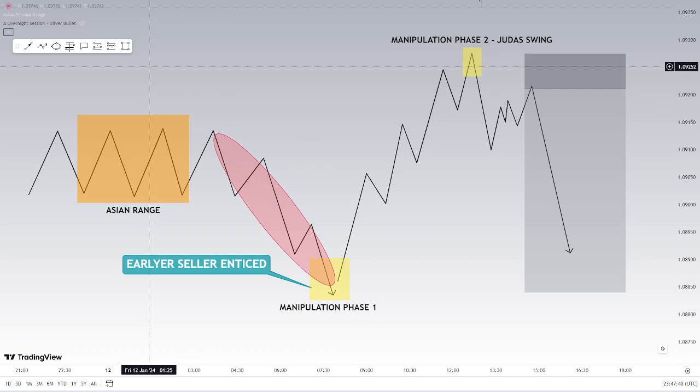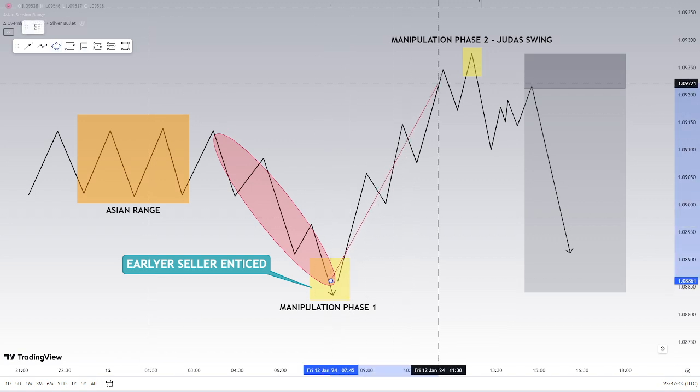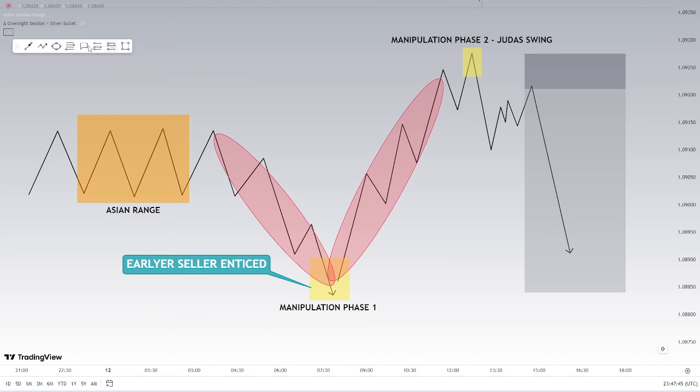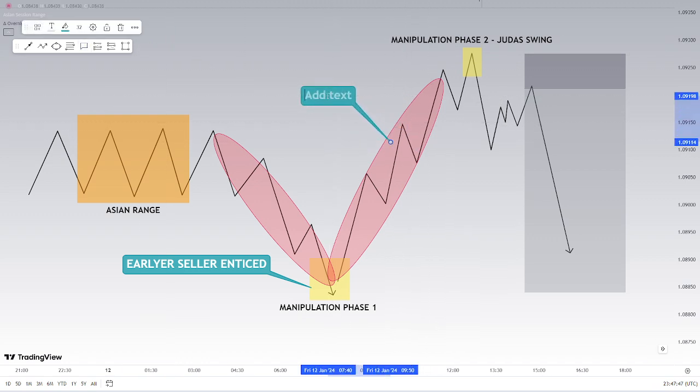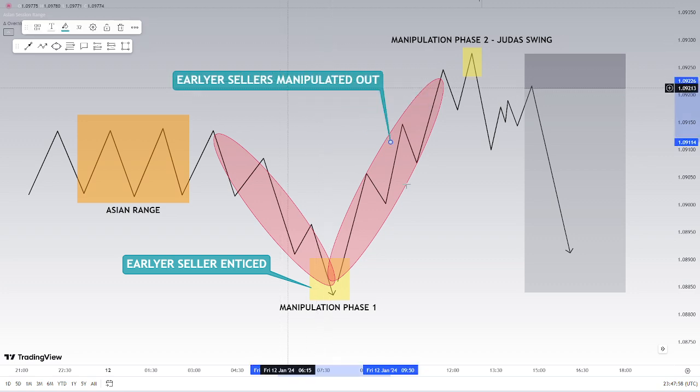Now, what do you think happens in this move over here? Those early sellers are pretty much stopped out of the market, right? And buyers are enticed. So early sellers are smoked, right? Early sellers are manipulated out of the market, and we see a rush of buyers coming in.